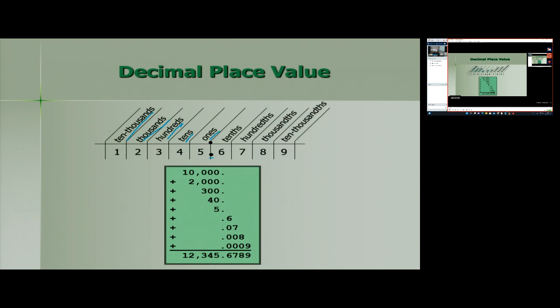Okay, now on the right side of the decimal point, we have tenths. Not tens with letter N, but this one is tenths with letter T. Okay, tenths. Hundredths. This one is hundreds. This one is hundredths. Remember there is a TH in the decimal place values. Now, thousandths. Ten-thousandths. Okay, so let's study what that is about.